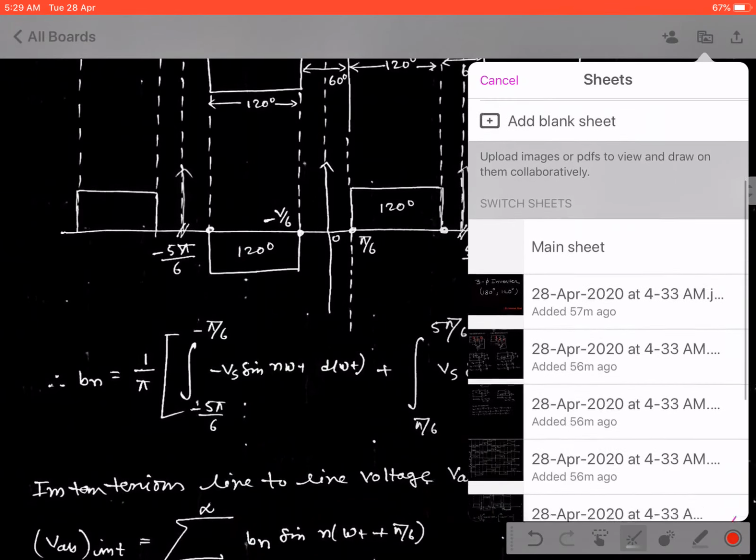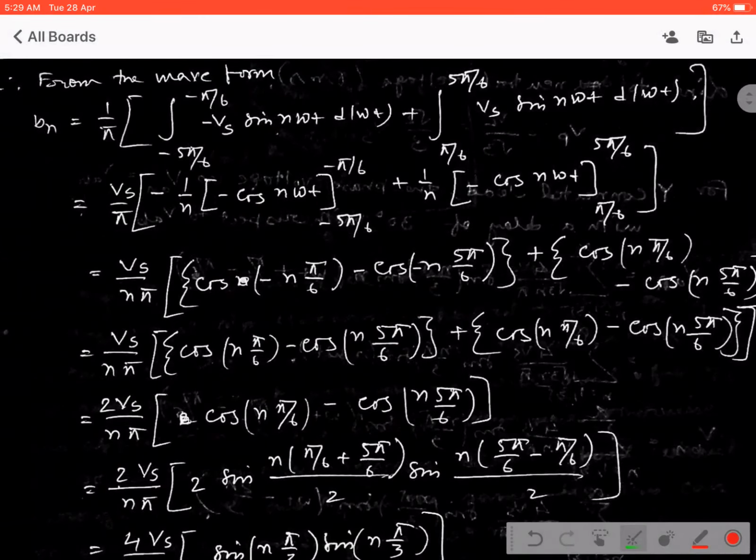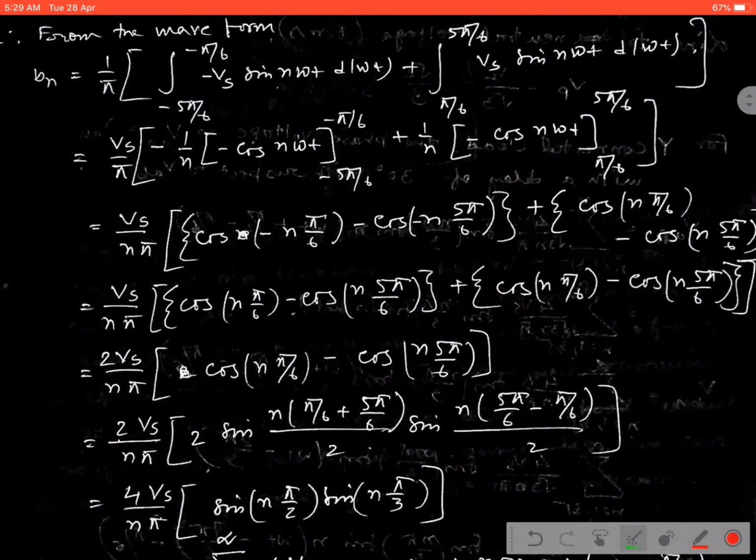Now go to the simple mathematical part. You know the periodic function or Fourier series. Now go to the Fourier series form. From the waveform we can easily write the coefficient Bn. This is the pattern I have told you before.